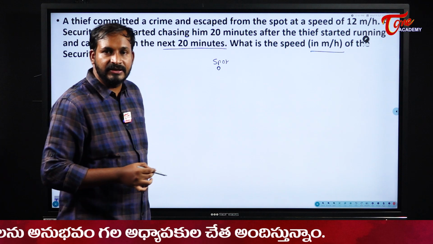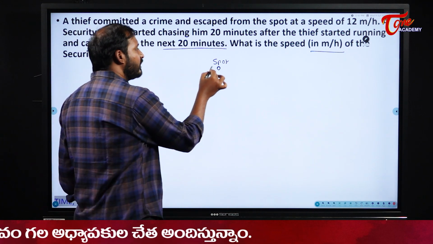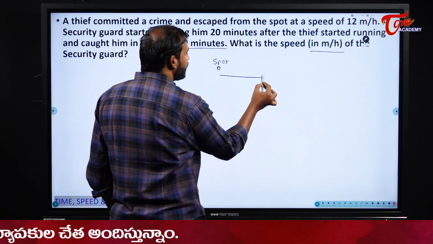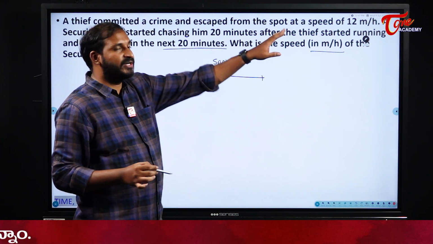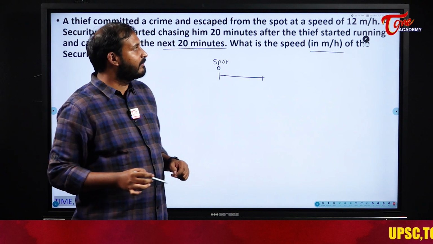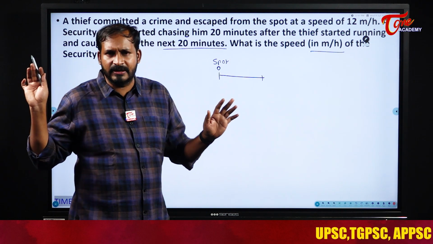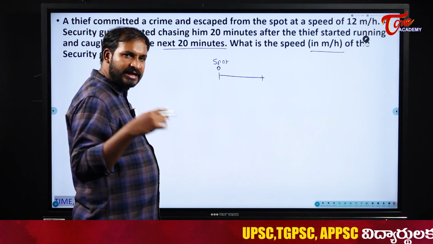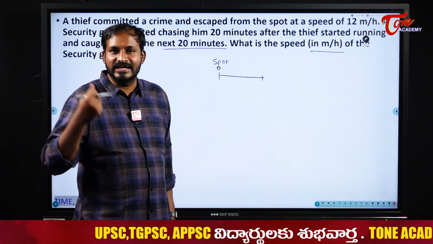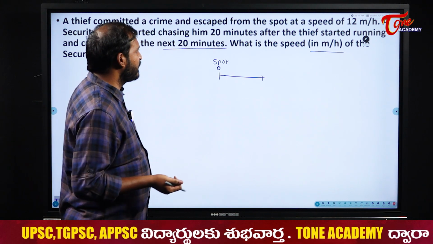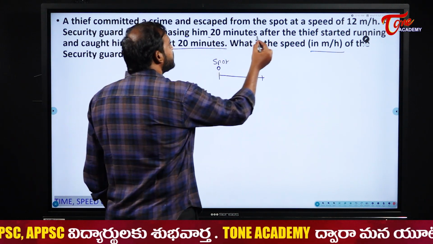Now see here, assume this is the theft spot. The thief stole from here and he ran for 20 minutes at a speed of 12 miles per hour. Let us take it as miles per hour. Why? Because meters means a very small distance, so that is the reason we will go with miles. 12 miles per hour. So in 20 minutes, how much distance can he cover?